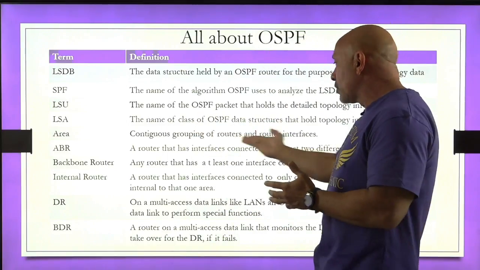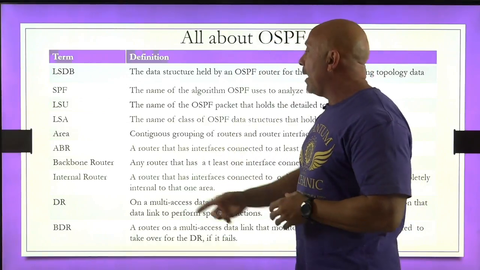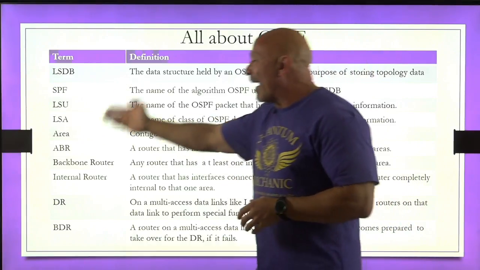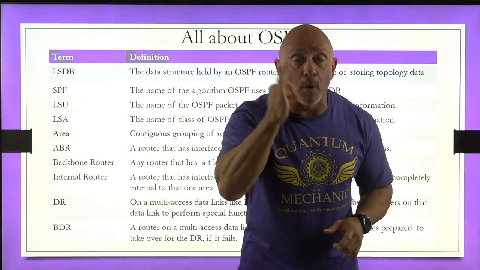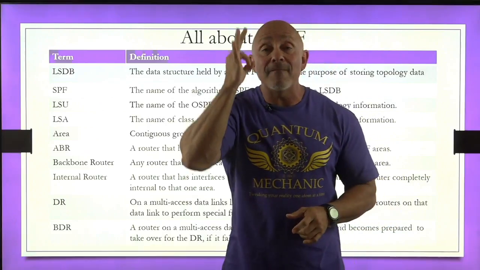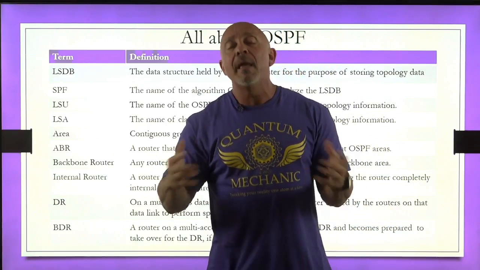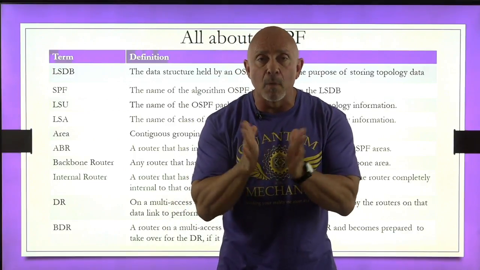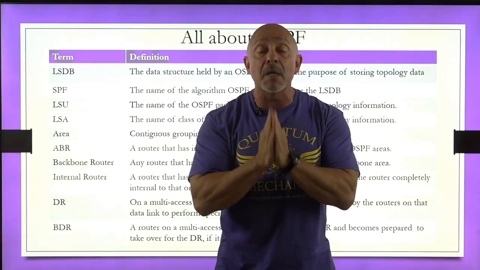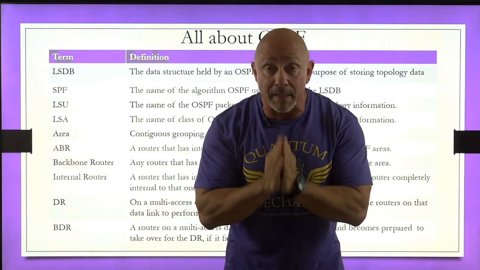An area, a contiguous grouping of routers and interfaces. You're sharing your routing table. And then an ABR, that is an area border router. Area 0 is considered the backbone area. That is the first area that you have to make sure comes up in a real world scenario. In a lab, you can do whatever you want, but area 0 is the backbone area, okay? And everybody must connect to area 0 because area 0 updates everybody else.